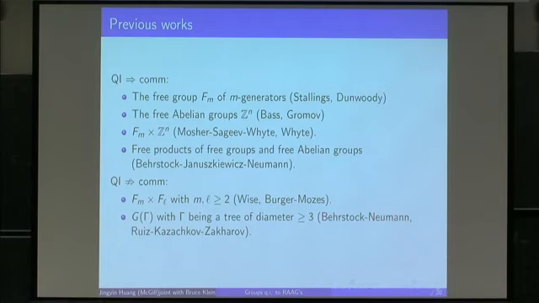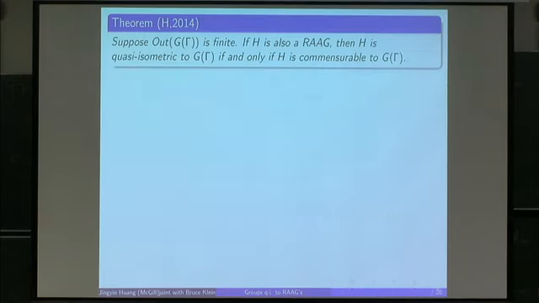So now let me state the result I want to tell you today. The first is a quasi-isometric classification within the class of right-angled Artin groups. We have this assumption that we pick a right-angled Artin group such that the automorphism group is finite. Recall the outer automorphism group is the automorphism group modded by the inner automorphism group.